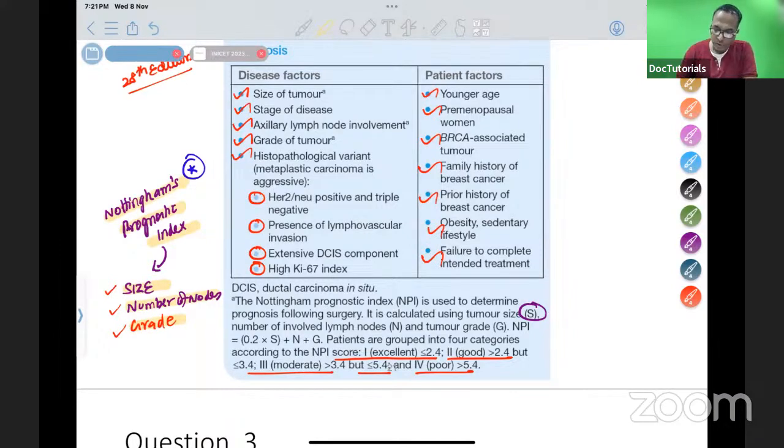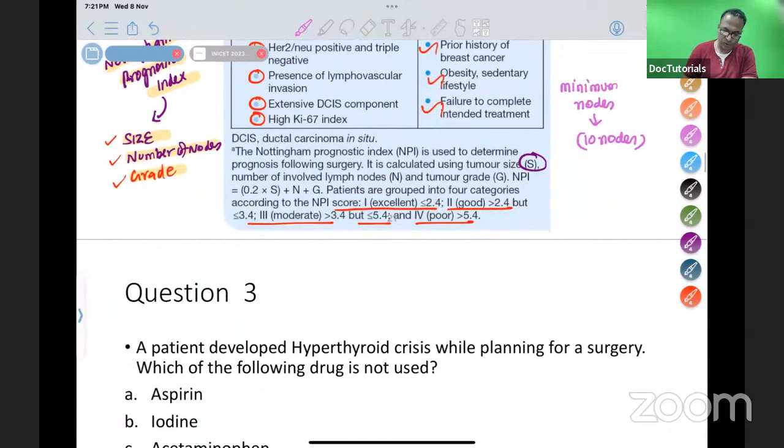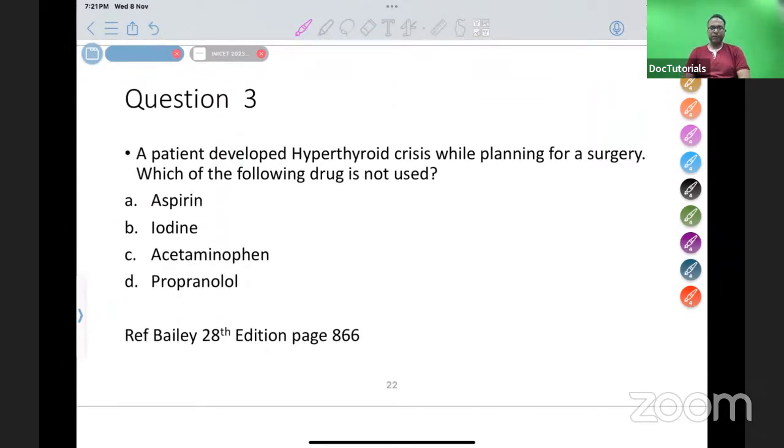So the minimum number of nodes that should be removed in cancer breast is how much? The minimum nodes that should be retrieved is 10 nodes. Okay. So this is again another repeat question. So these are all repeat questions. You all very well know they are direct repeat questions.